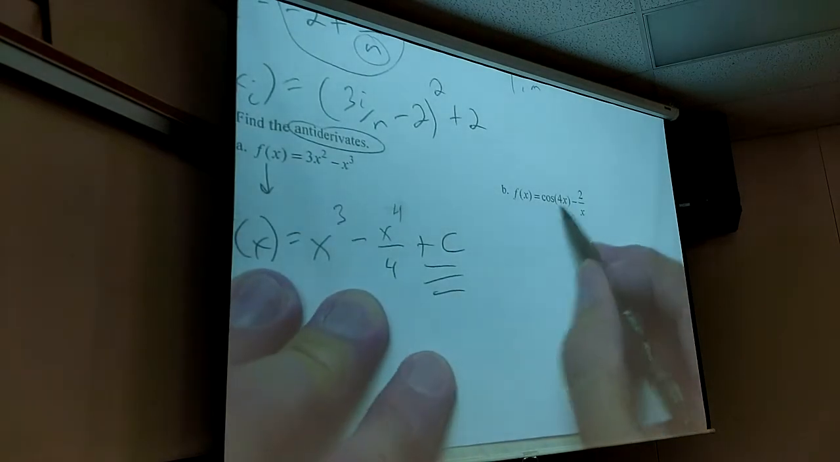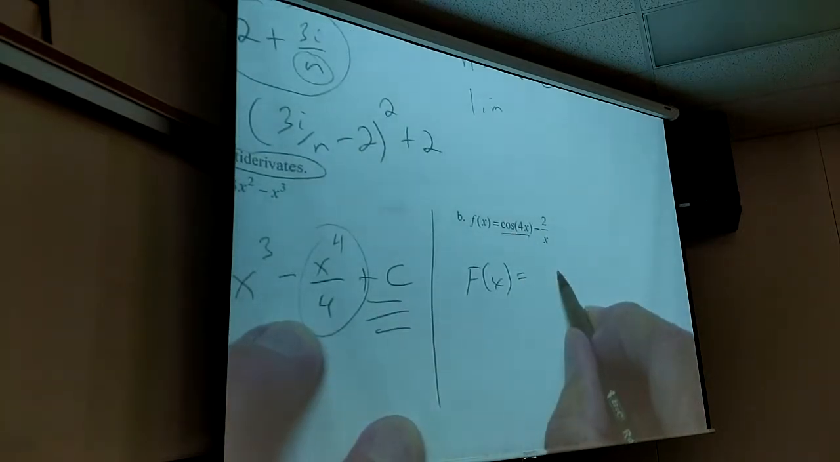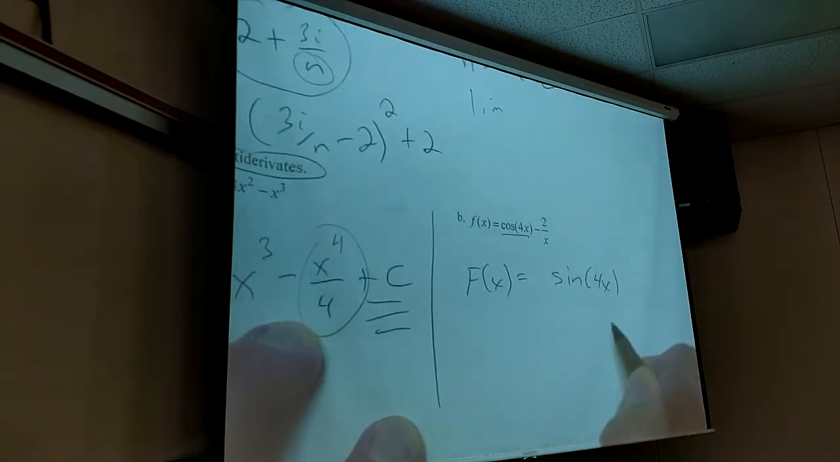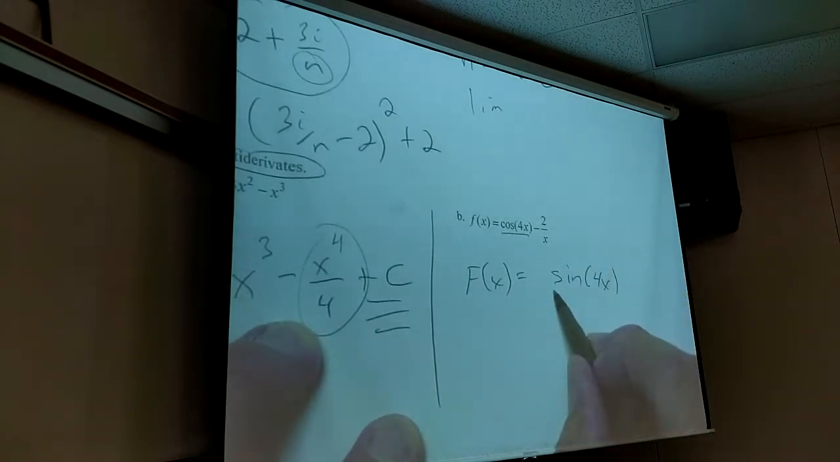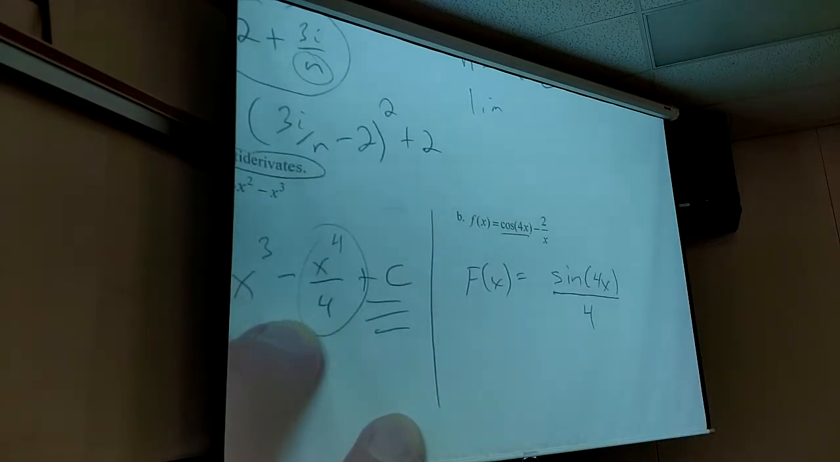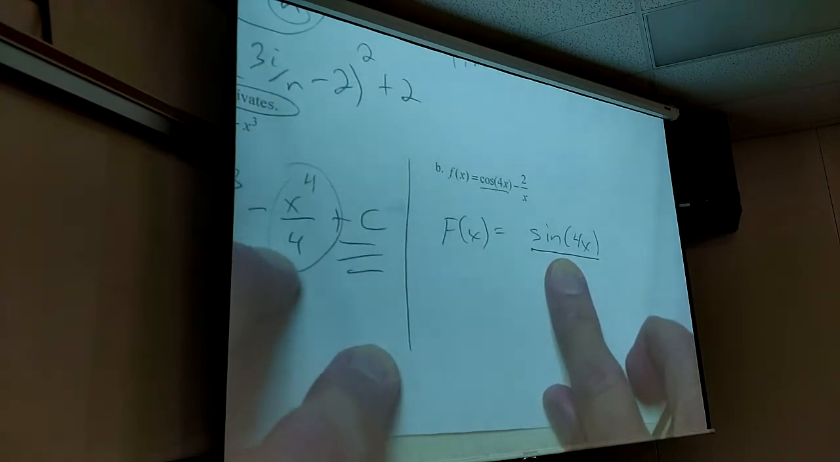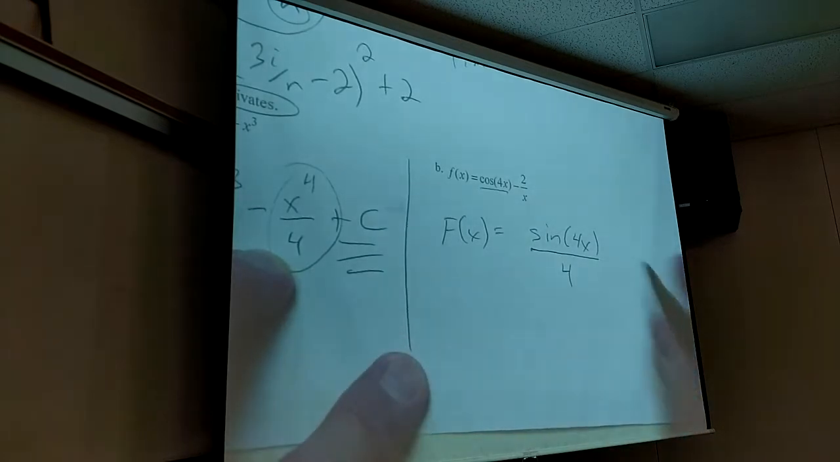And now the same kind of idea that happened here has to happen here. Cosine comes from sine, right? But why is that not right? It would have an extra 4. I want to kill the 4, so I put this over 4. If I just had this, its derivative would be 4 cosine. I don't have 4 cosine. I want to kill that 4. Okay, kill the 4.